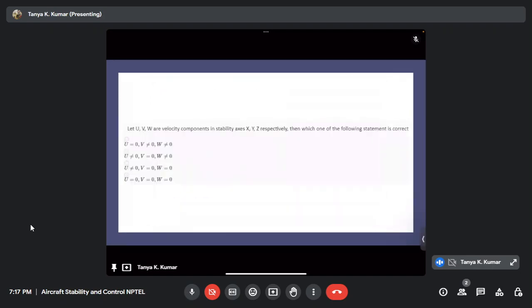Let u, v, w be the velocity components in the stability axis. In our case, it is x dash, y dash, z dash. Then which of the following statements is correct? Just look at the question carefully and answer.